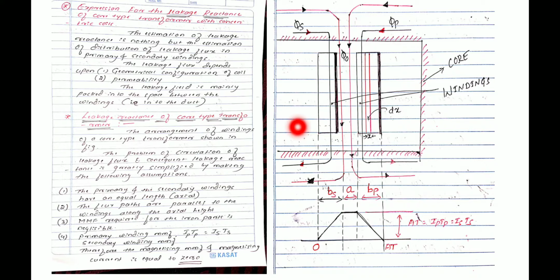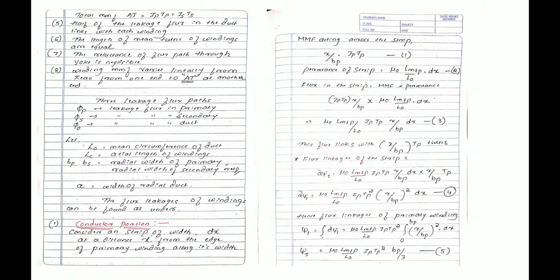Getting my point? LC represents the conductor length. Conductor is nothing but the windings, right? So that is the reason it is represented by LC. The axial length of windings is represented by LC. And one more thing, the mean circumference or length of this circumference of this duct is represented by L naught. Don't get confused. The mean circumference is L naught and the axial length is LC.